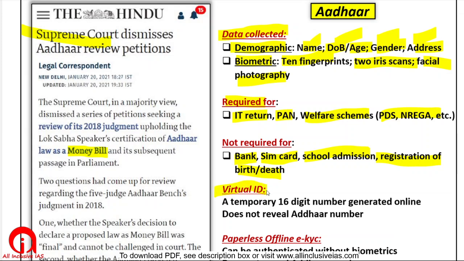UPSC can ask what is virtual ID for Aadhaar. See, Aadhaar is a 12-digit number, but the virtual ID is a 16-digit number. Some people had concern that when we authenticate Aadhaar online, we have to disclose our actual Aadhaar number. We don't want to disclose our Aadhaar number. So government said fine, you download this Aadhaar app and you generate a temporary 16-digit number. You use that 16-digit temporary virtual ID for authentication purpose, and once that authentication is done, that number is no longer useful. So your authentication purpose is done and you did not have to disclose your Aadhaar also.